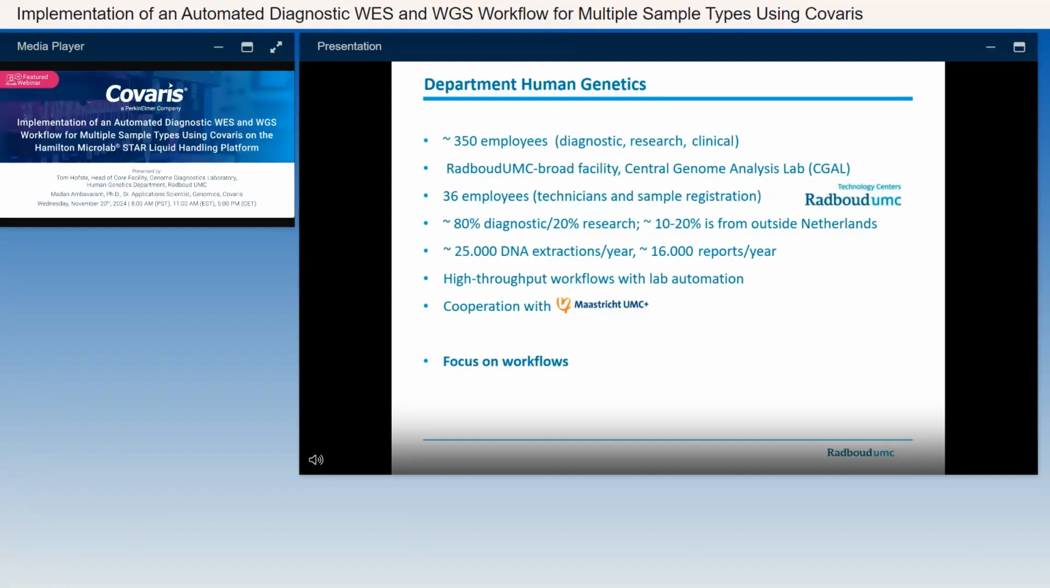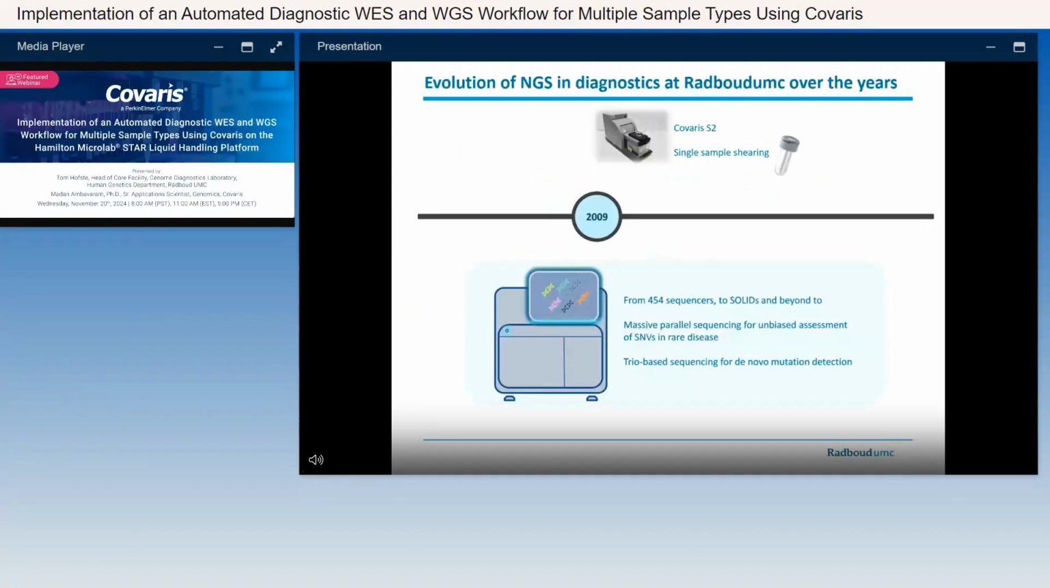Now I will focus on the workflows, and I will go through the evolution of next generation sequencing in the diagnostics at the Radboud UMC over the years. We were already in 2009 having some experience with next generation sequencing. We started with the Roche 454 sequencer and the SOLiD from Applied Biosystems. And we also started there with the first experience with Covaris. In these workflows, the Covaris S2 single sample shearing system was connected.